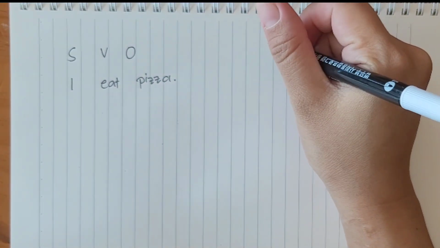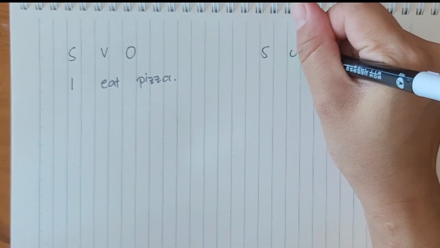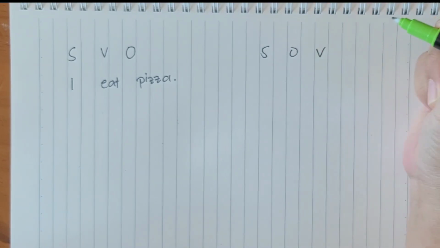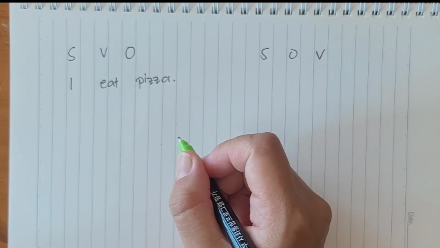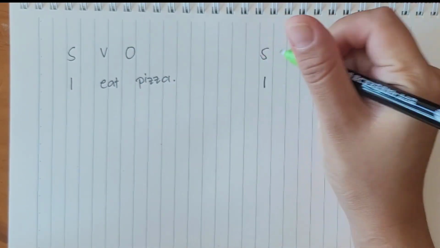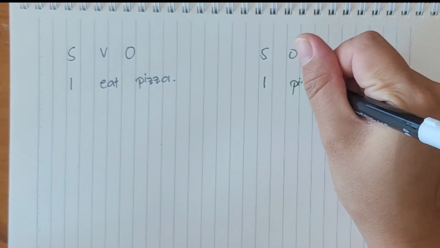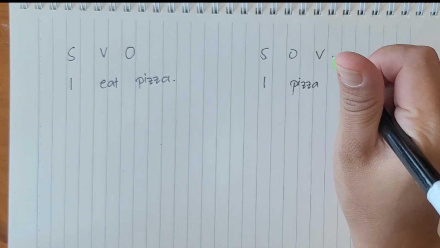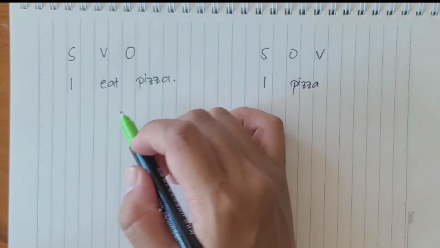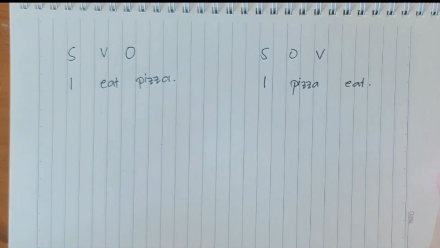Sa Korean language, ang sentence order ay hindi ganito. Baliktad siya. So, ganito, S, O, V. So, instead na I eat pizza, magiging I, object, pizza, and then, yung sa dulo niya, ang pinakahuli ay yung verb. So, yung verb dito is eat, diba? Ganyan siya, baliktad siya sa Korean.